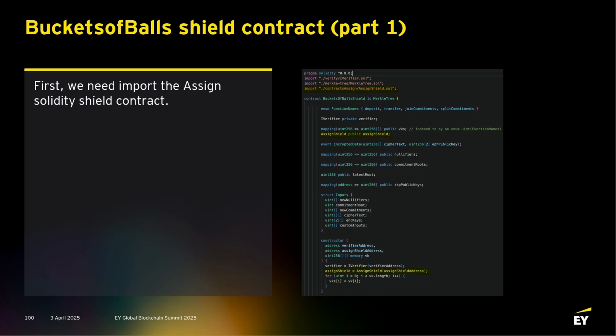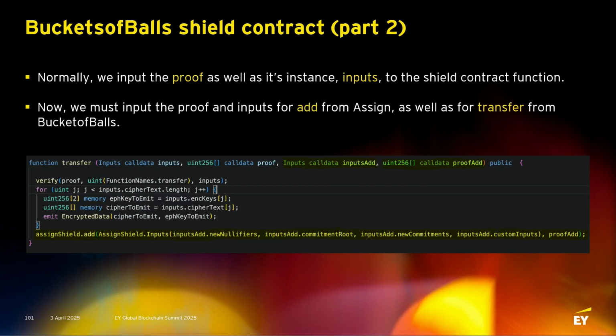Okay, so how do we allow this? The obvious thing to do is, why don't we just call in the shield contracts? So in the buckets of balls shield contract, we can actually call the assign shield contract. In this example, I've shown how you first of all need to import the assign shield contract. And then you also need to do the call in the transfer function. But to do the call, you need the proof and you need the instance. So you're going to now input to transfer two proofs and two instances, one for transfer and one for add.